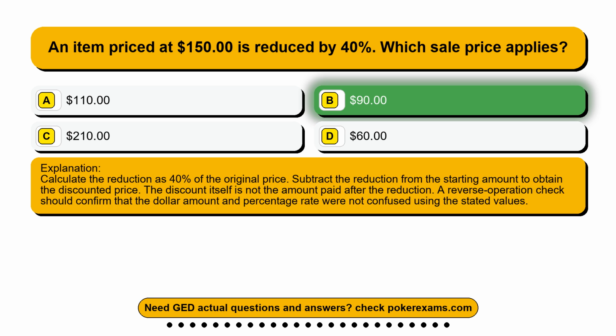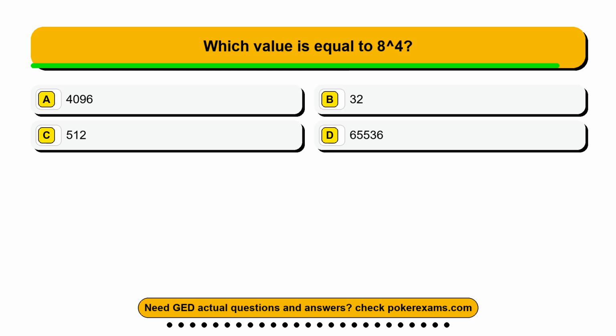Calculate the reduction as 40% of the original price. Subtract the reduction from the starting amount to obtain the discounted price. The discount itself is not the amount paid after the reduction. A reverse operation check should confirm that the dollar amount and percentage rate were not confused using the stated values. Question 25. Which value is equal to 8 to the power of 4?